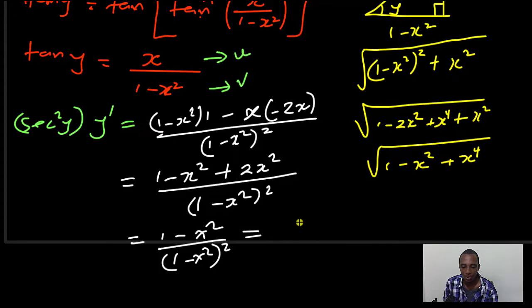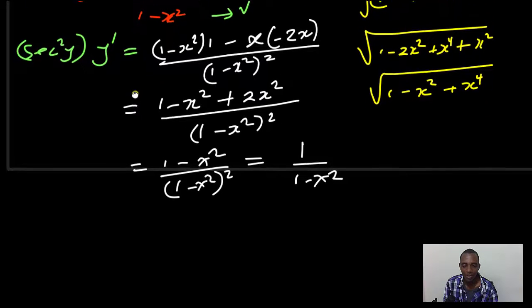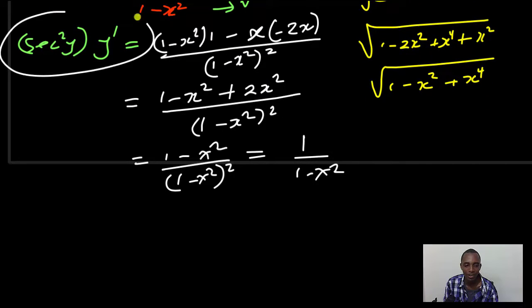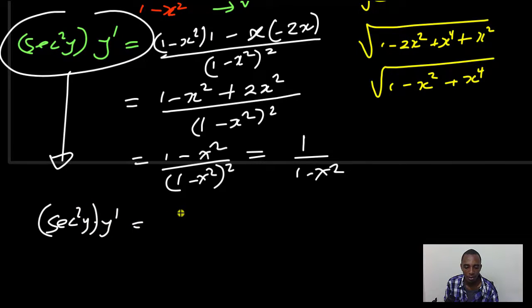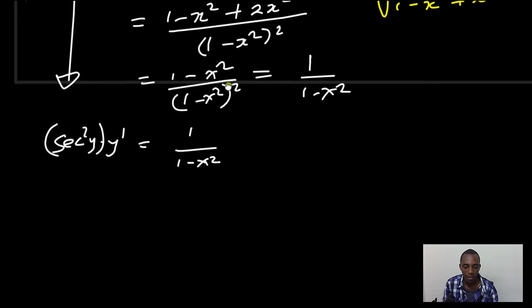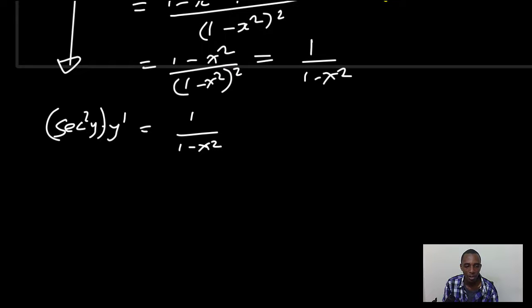Okay, yeah, so this is 1 over 1 minus x squared. Okay, don't forget, this is just one side of it. We left out this, so I now bring everything back together. So this is sec squared y times y prime equals 1 over 1 minus x squared. Alright, so I will now make y prime the subject of the formula.